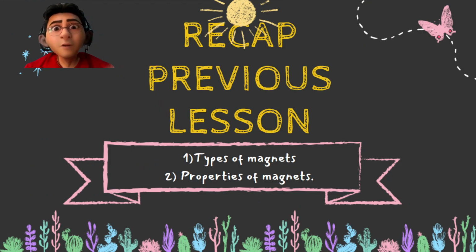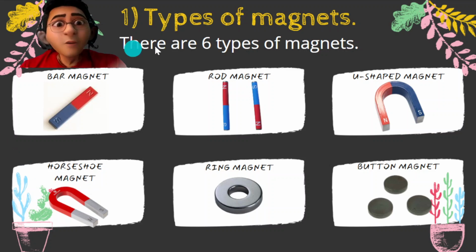Okay, we shall recap the previous lesson, that is, one, types of magnets, and second, properties of magnets. Now there are 6 types of magnets as you can see here, that is bar magnets, rod magnets, U-shaped magnets, horseshoe magnets, ring magnets, and button magnets.